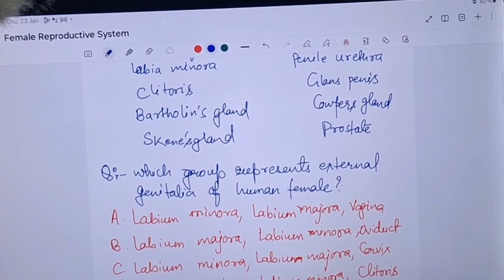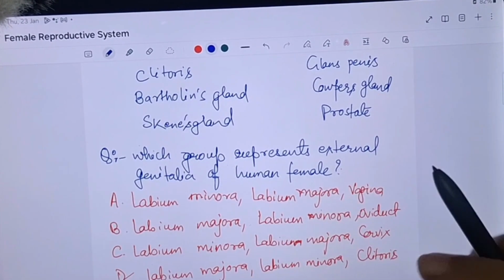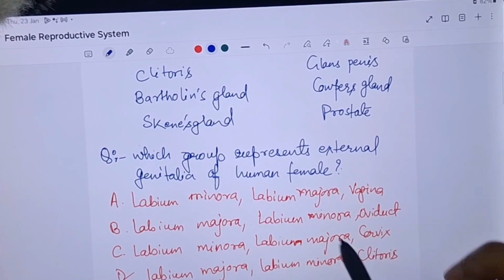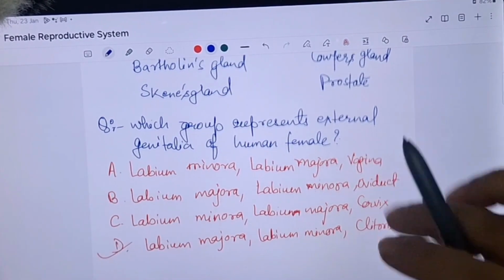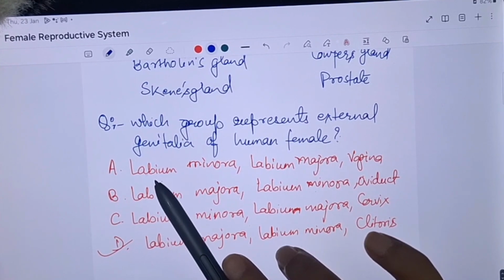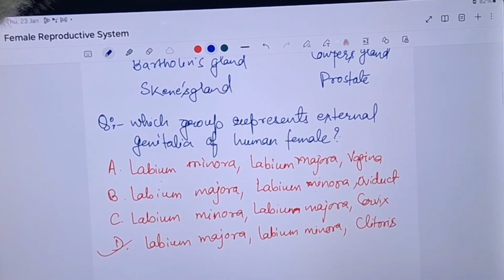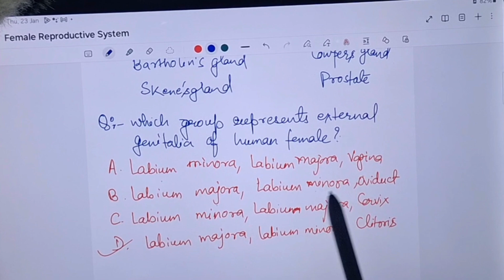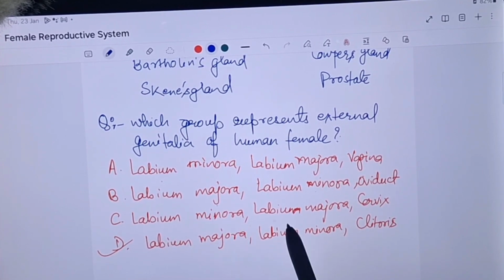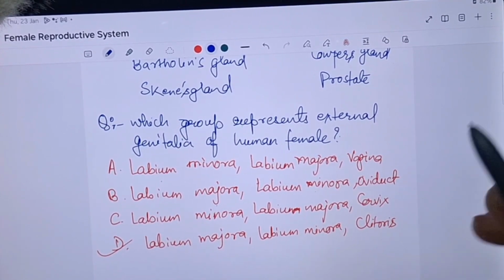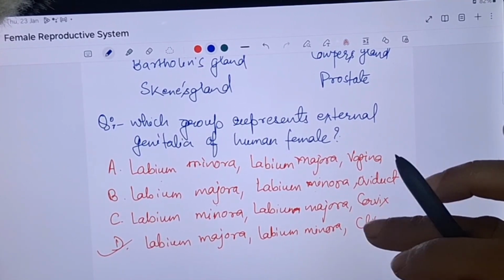Here is a question. We are heading towards the end of the female reproductive system. Which group represents the external genitalia of the human female? Option A is labia minora, labia majora, or vagina. Then labia majora, labia minora, oviduct, which is not part of the external genitalia. Similarly, labia minora, labia majora, and cervix, where the cervix is an internal part. So the correct answer is labia majora, labia minora and clitoris.